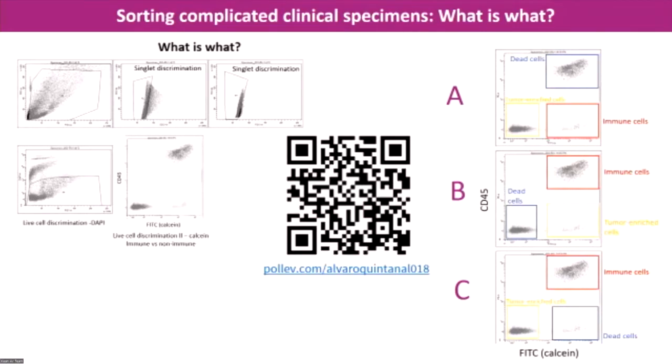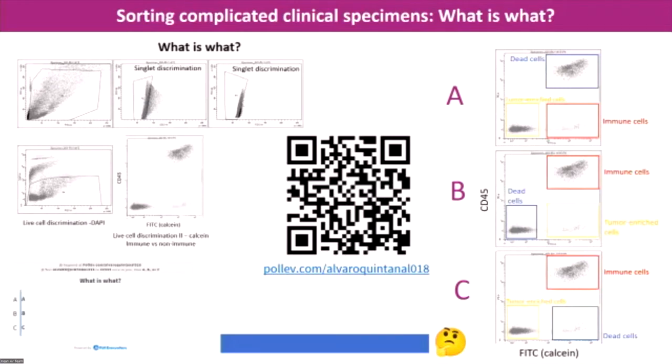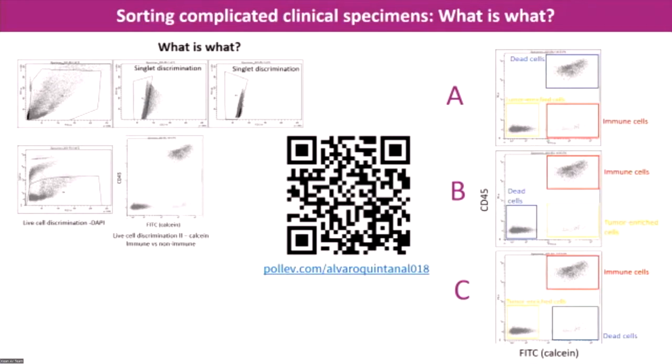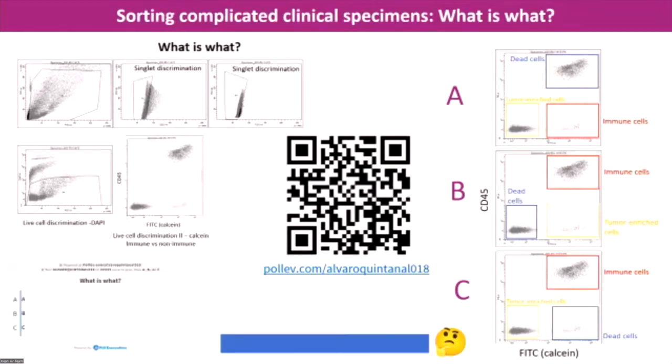And to do that, we're using a system that is called Poll Everywhere. So if you can scan this QR code with your phone or just type this address in your browser, you can access the poll and you can vote which one you think is the correct one. And you guys have 1 minute to do that. Okay, it's working.